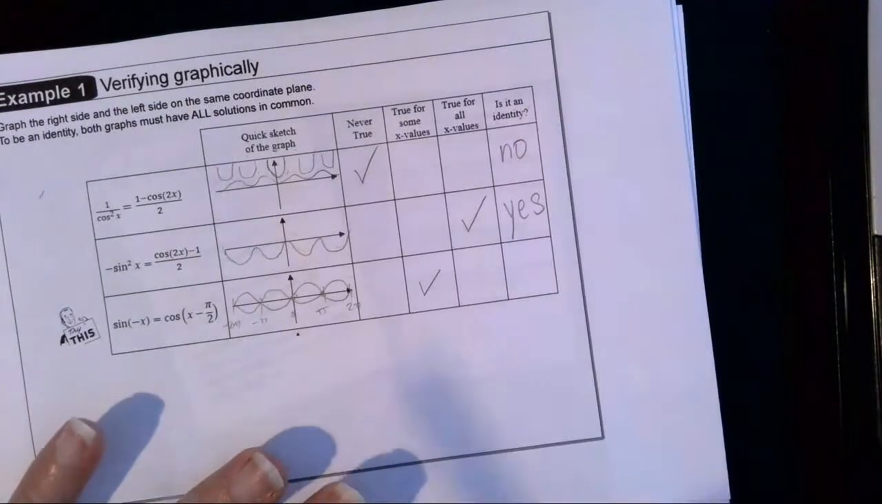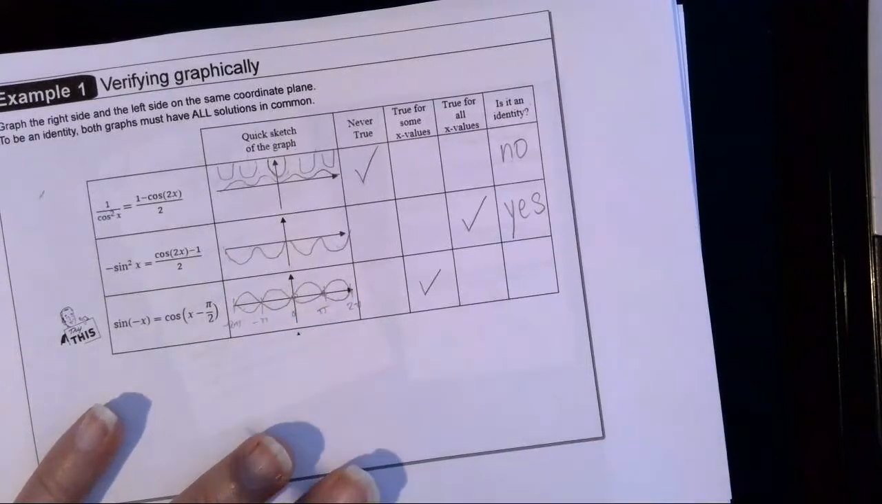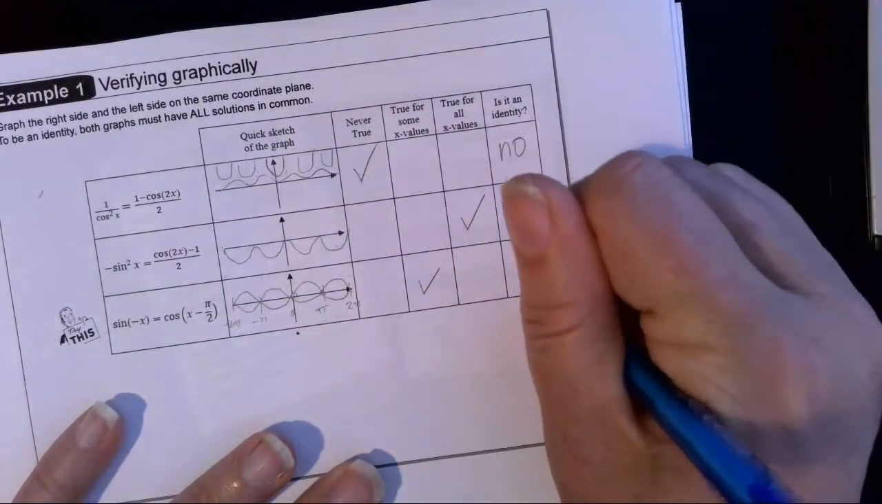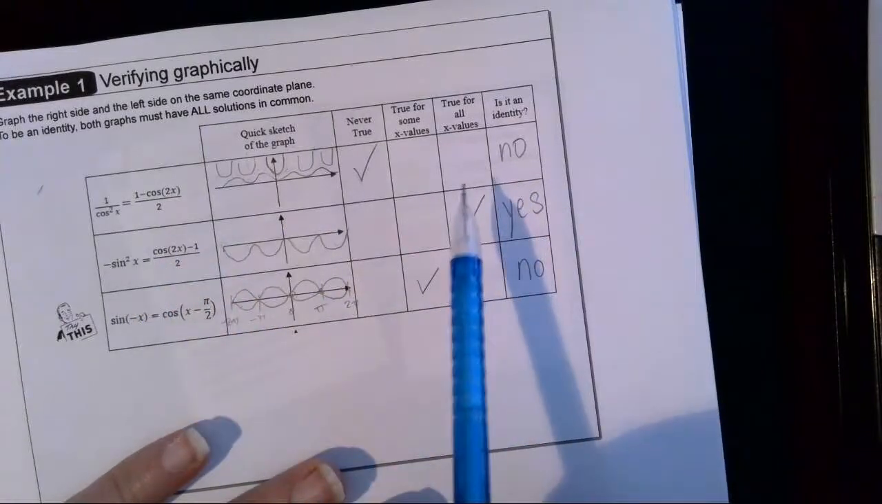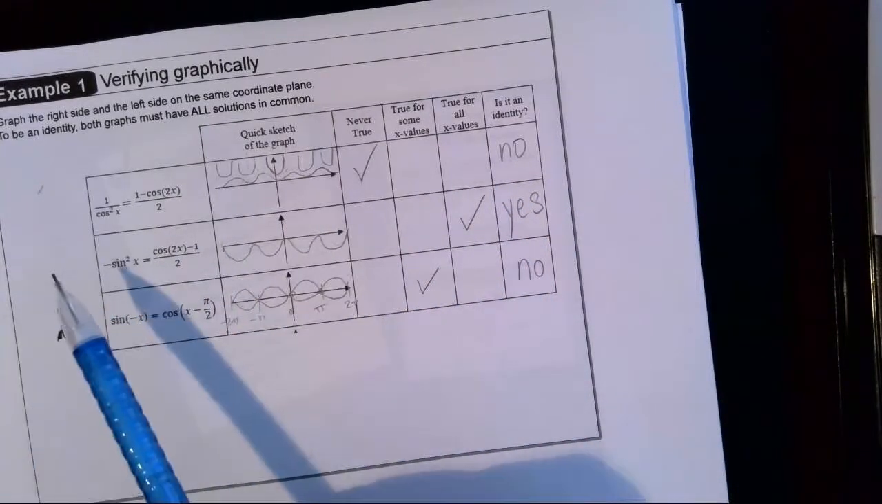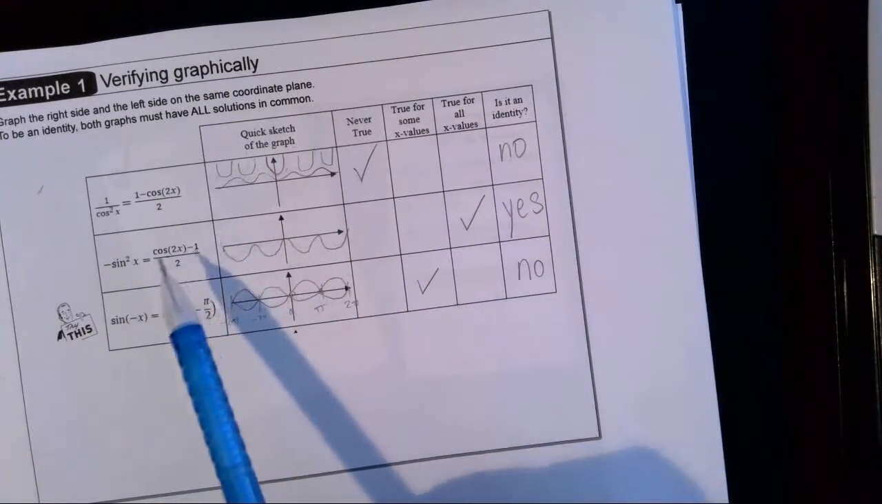Now, can it be an identity if it's only true for some values? And the answer there is no. In order to be an identity, it has to be true for all values, because the purpose of an identity is that we can substitute one for the other.